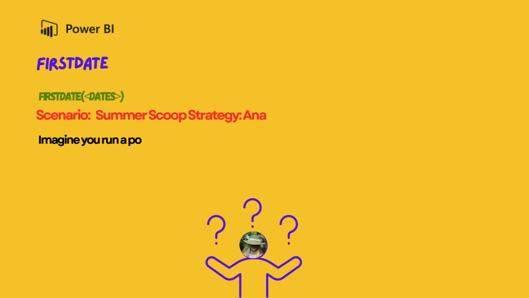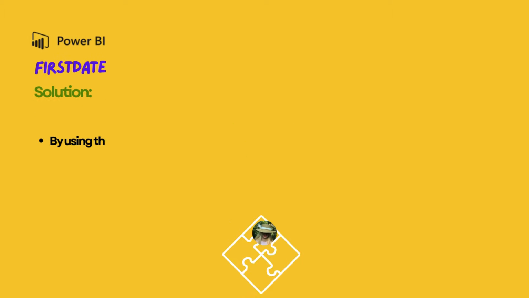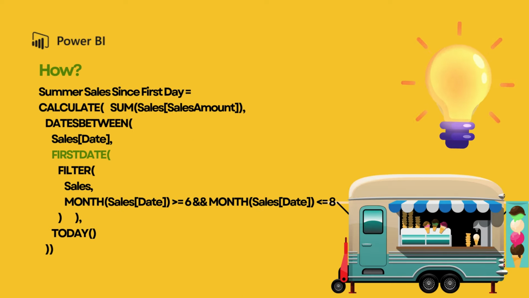Our scenario is about analyzing seasonal sales trends. Imagine you run a popular ice cream shop and you want to analyze sales trends during the summer period to predict for next year. As a solution, use the FIRSTDATE function to identify the first sales date in the summer, focusing on a particular year or using a filter for the summer months June, July, and August, to see how sales ramp up. This is a measure useful for an ice cream shop that wants to track its performance during the summer season.